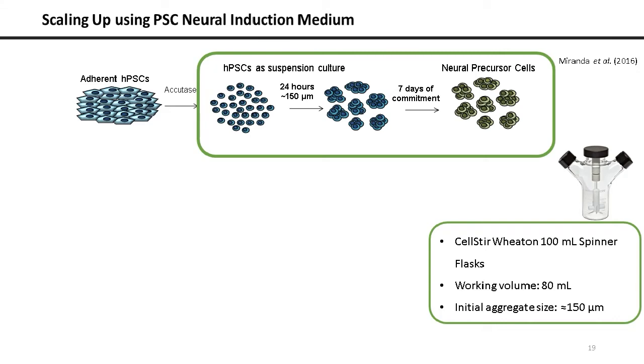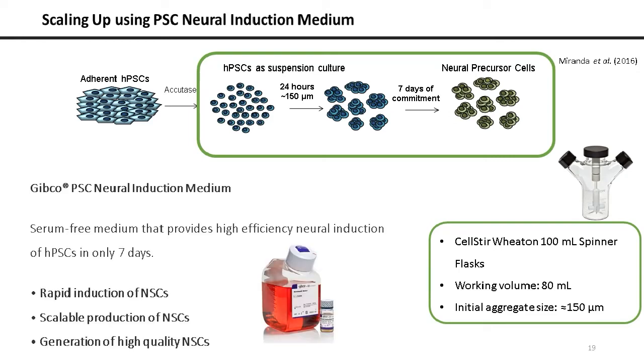For that, we used the Celstir Wheaton 100 ml spinner flasks with a working volume of 80 ml. And to induce the cells towards the neural lineage, we used the Gibco pluripotent stem cell neural induction medium. This is a serum-free culture medium that provides high efficiency neural induction. It's a rapid induction, it's scalable, and allows us to generate high quality neural precursor cells. This was designed for 2D culture, but we were able to adapt it to 3D culture in the spinner flasks.